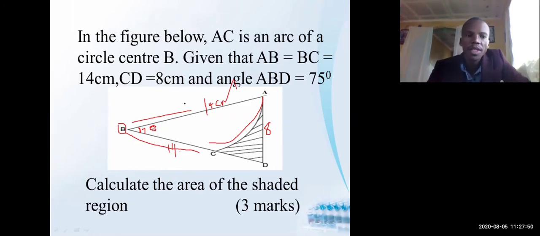So let us now check on this very well. Calculate the area of the shaded region. So this area, that is ACD, that is the region that we want. Very simple. We have been told that this is an arc. So what we'll do, we'll get the area of the whole triangle, where we can use a half AB sine C. So we have to get the distance which we have been given here to be 8.